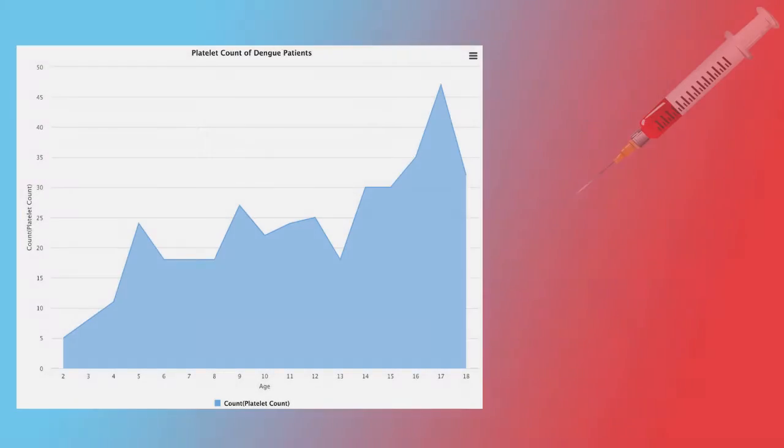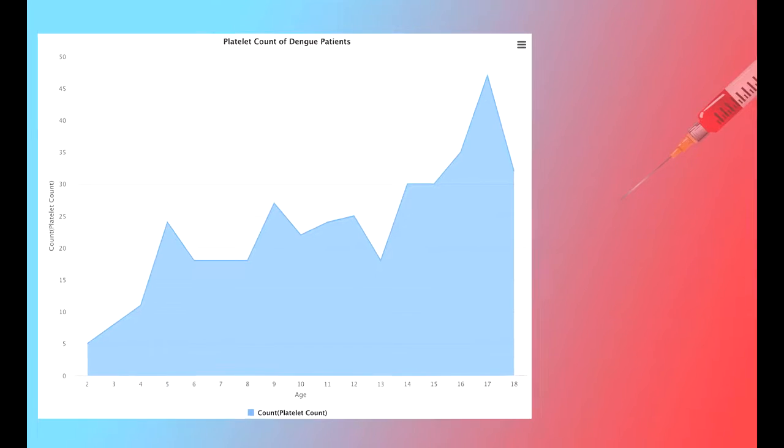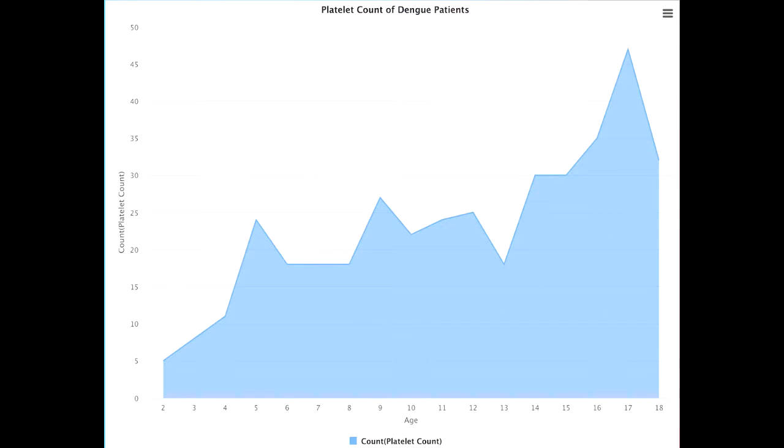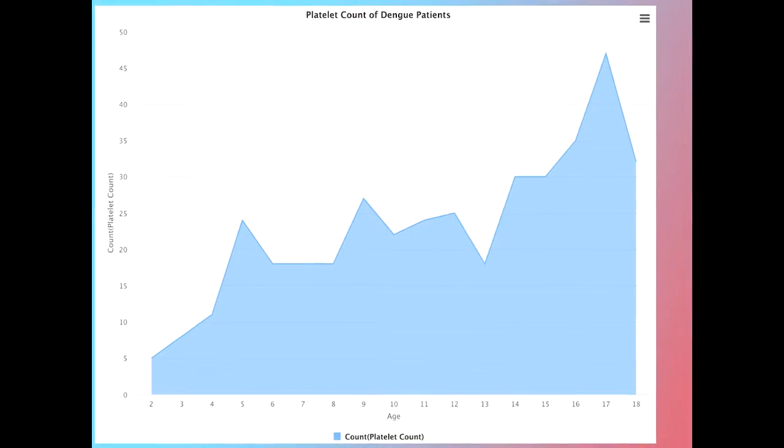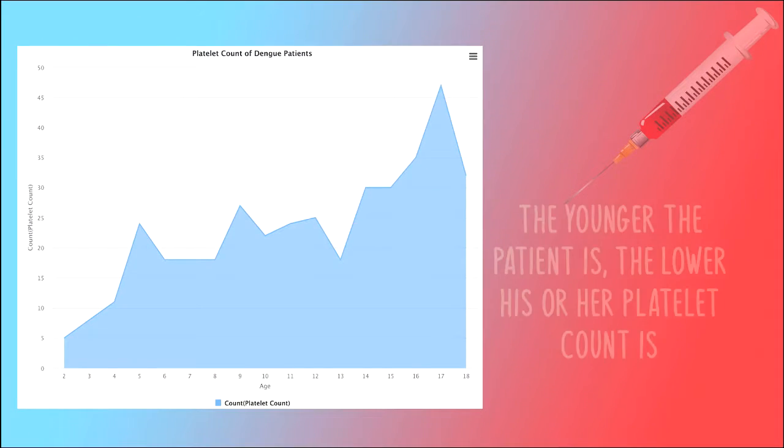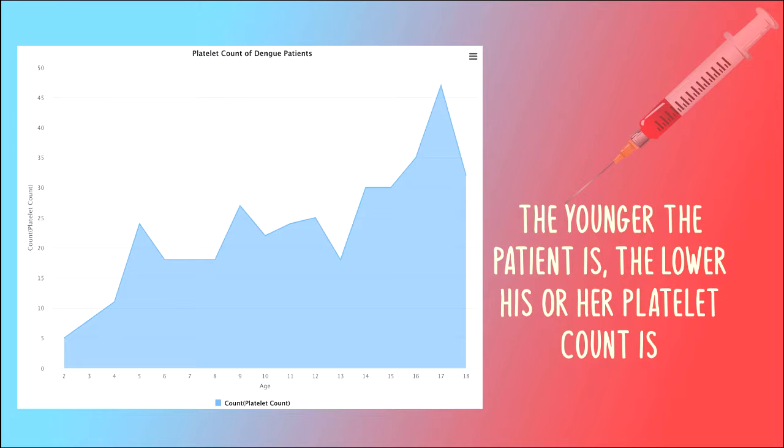Platelet count of dengue patients. This area graph shows the trend of platelet count of patients with dengue. Platelet count is a predictive parameter during dengue infection. Based on this graph, younger patients tend to have a decreased platelet count and are more susceptible to thrombocytopenia during dengue infection. According to the study of Khan et al., 2014, patients less than 15 years of age tend to have a lower platelet count.